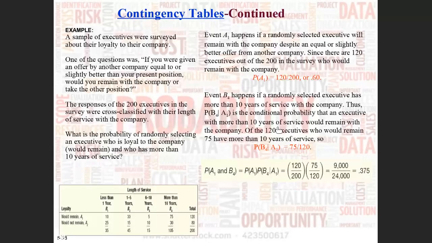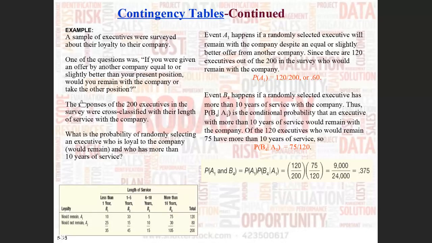So here's an example. A sample of executives were surveyed about their loyalty to their company. One of the questions was, if you were given an offer by another company equal to or slightly better than your present position, would you remain with the company or take the other position? The responses of the 200 executives in the survey were cross-classified with their length of service with the company. So what is the probability of randomly selecting an executive who is loyal to the company and would remain and who has more than 10 years of service?